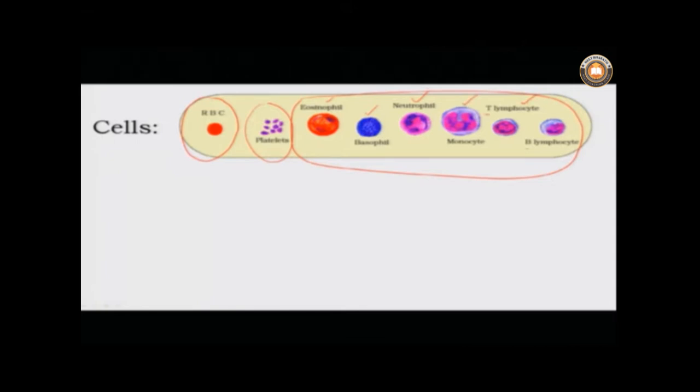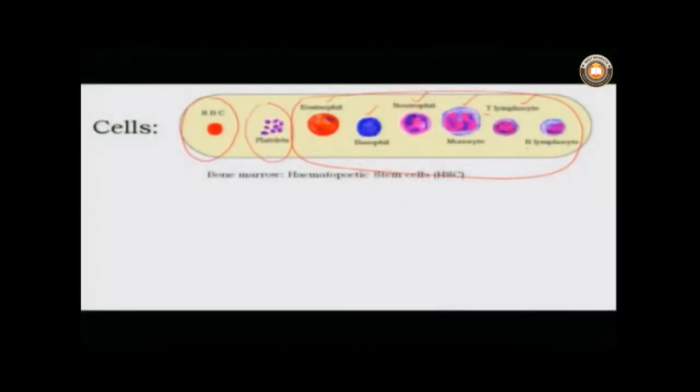Now, one by one we will look at what each of these cells is required for in the blood and what their normal function is. We will start with the RBCs, but before I begin that, I want to introduce you to a concept. This concept is about where these blood cells come from. The blood cells come from the bone marrow. The bone marrow has hematopoietic stem cells, which are also in short form known as HSCs.